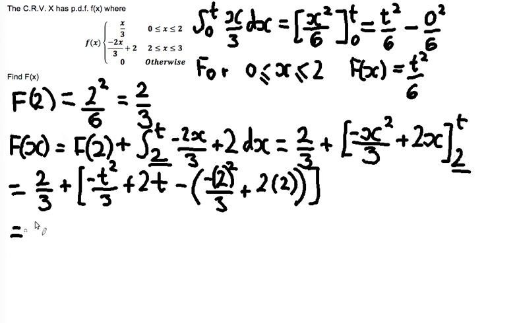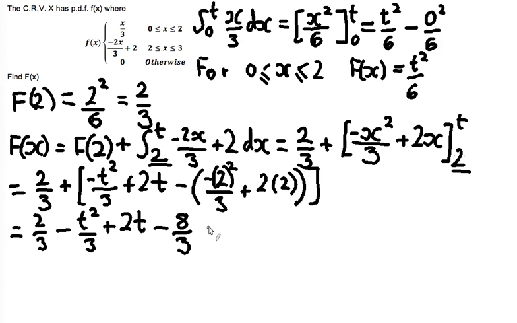Okay, so let's take it down onto this new line here. So I'm going to get 2/3. We're going to get minus t squared over 3 plus 2t, take away. So I'm going to get minus 4/3 plus 4. 4 of course is 12/3. So minus 4/3 plus 12/3 will give us 8/3. So we're going to have here minus 8/3.